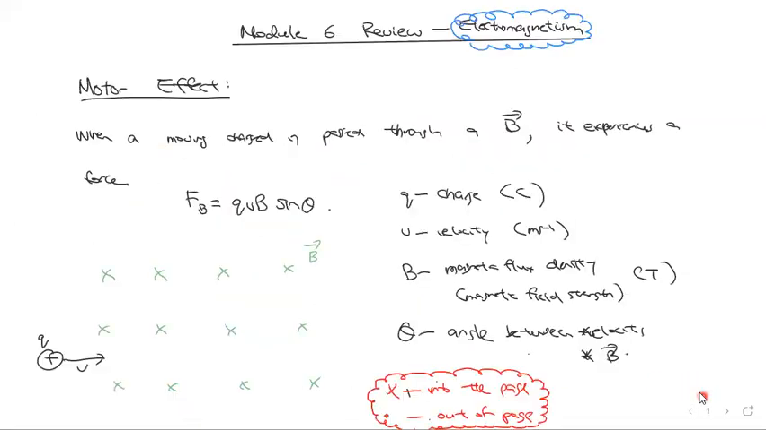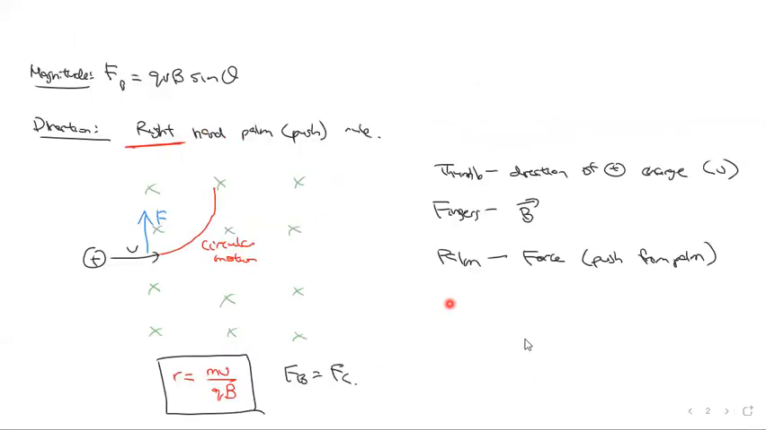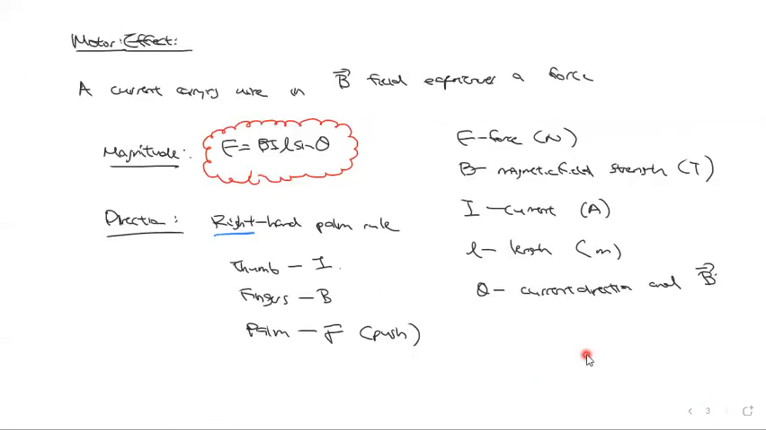If you have a moving charge in a magnetic field, you're going to get a force, F equals QvB sine theta. The direction is given by the right-hand palm rule. Equivalently, you also have it on wires, and that's F equals BIL sine theta.